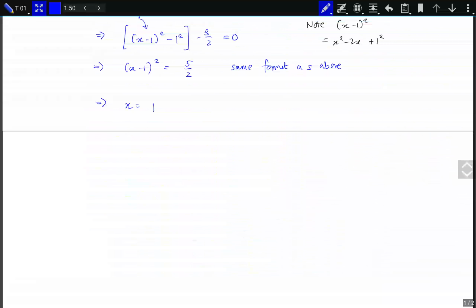Example 2. So this time we want to solve the general quadratic formula. This is an algebraic usage of completing the square.